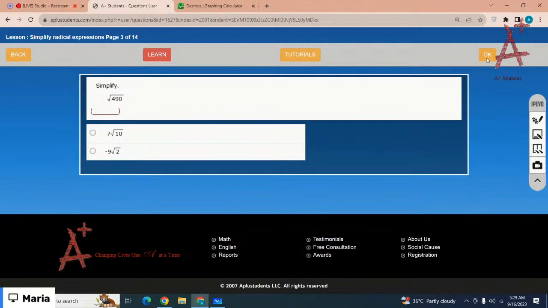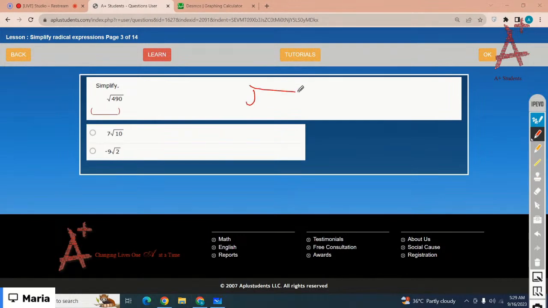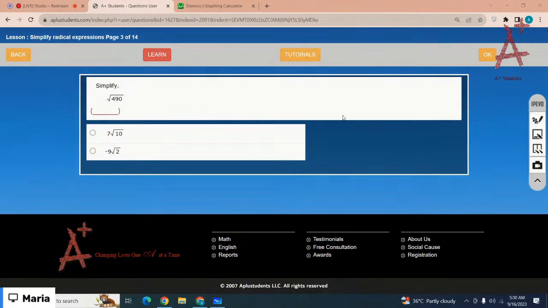The next one is simplify square root of 490. Okay, let's see how we can simplify it. 7 times 7 is 49, and then you multiply it by 10, right? So we can write it as 7 square times 10, and then as square root of 7 square times square root of 10. The square and the square root cancel out and you're left with 7 square root 10. So the correct option is 7 square root 10.